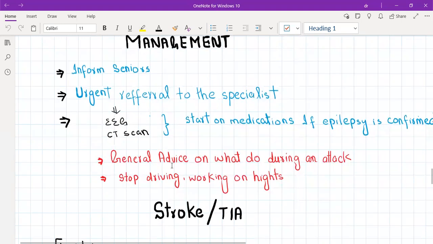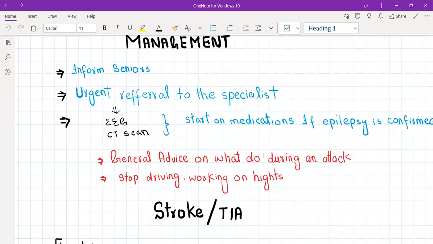Meanwhile, you will give general advice while he's waiting for specialist assessment, on what to do if an attack happens. Do not restrain the patient, do not put anything in his mouth, keep him in the left lateral position. Remove everything that might harm the patient, like tight clothing and any jewelry around the neck, etc. Don't put anything in the mouth, and start observing the time.